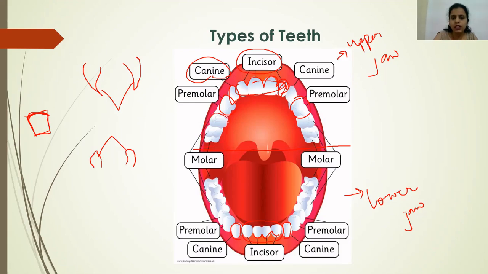You can see here in one jaw we have a total of 6 molar teeth. On each side, 3 molar teeth are present. So in one jaw we have a total of 6 molar teeth. Altogether in the mouth we have 12 molar teeth.